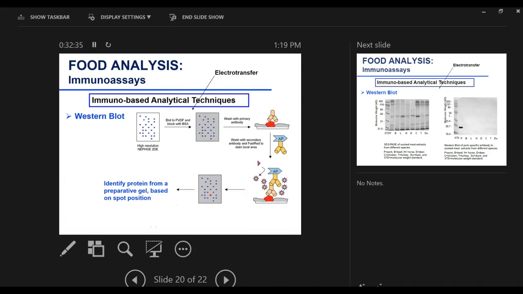So the last immunoassay here is Western blot. In Western blot, you start with a gel. You run a first dimension gel and a second dimension gel, so you end up with a gel where you have spots of your proteins. For instance, let's say you're looking for proteins from different sources, horse versus pork versus beef. So you can run your mixture of proteins and they get separated by two-dimensional electrophoresis.